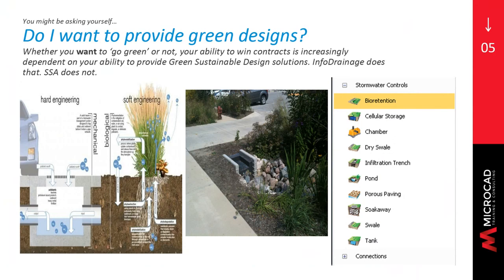Green design is what is often called soft engineering, and this is where InfoDrainage comes in. And you can see there in the soft engineering idea, they're going to use soil as a filtration device. They're also going to use plants to help remove pollutants from drainage. And the whole idea is to collect those pollutants in the soft engineering area into the soil and the plants to keep them from running out to our public waterways.